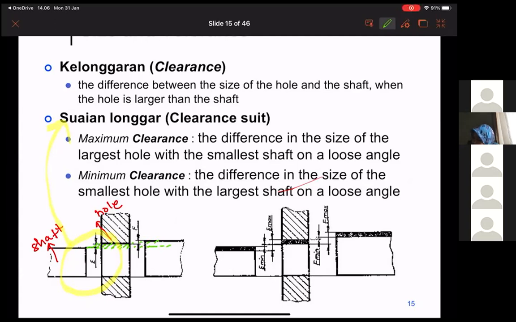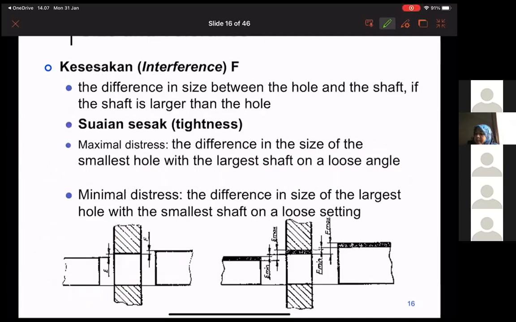If you look over here, there is some space that can be a room or clearance between the shaft and the hole. So the maximum clearance is the difference in the size of the largest hole and the smallest shaft on the loose angle. So it is quite a loose one.